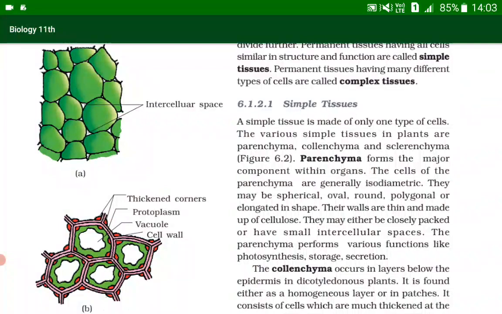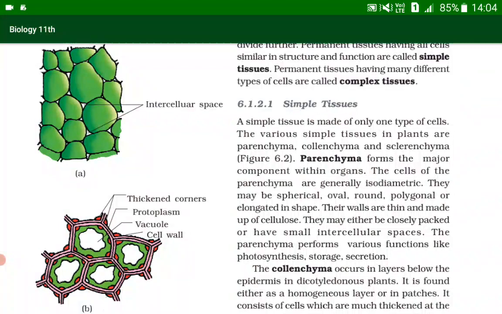A simple tissue is made up of only one type of cells. The various simple tissues in plants are parenchyma, collenchyma and sclerenchyma. Parenchyma forms the major component within organs. The cells of the parenchyma are generally isodiametric.